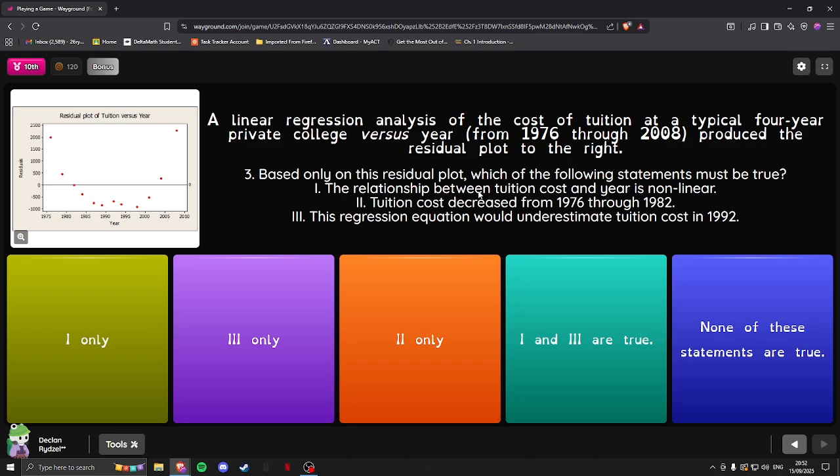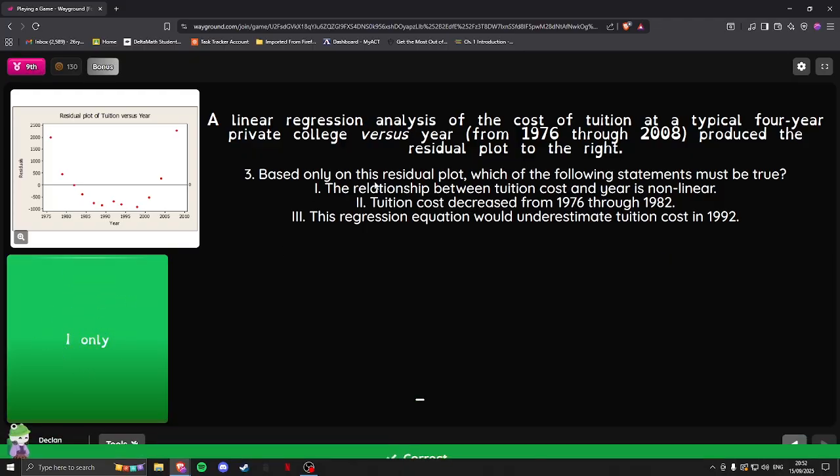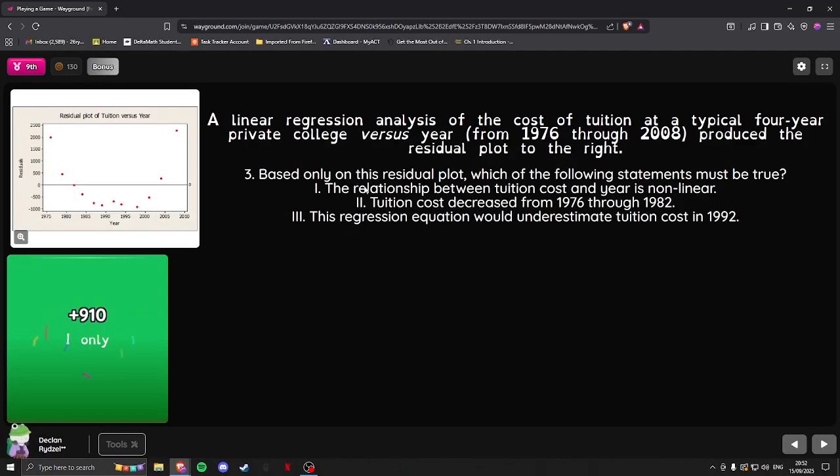Okay, 1. The relationship between tuition cost and the year is not linear. Based on this, we can tell that if a linear fit was given, yes, linear regression line. So since the linear fit was given and there's still this quadratic pattern remaining, that means that it is not a linear relationship. So far, 1 is true. Oh, I forgot about that. Hold on, let me go back and explain the rest.